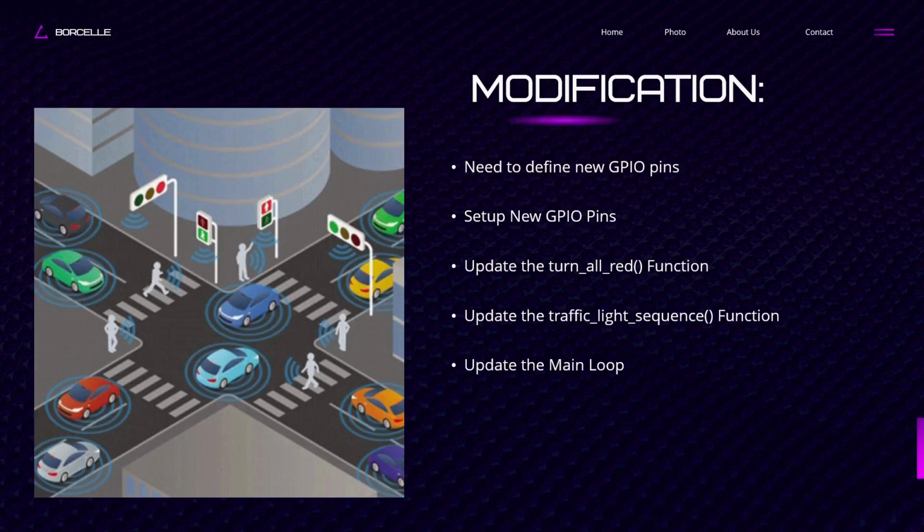The next part is, we need to configure these new GPIO pins as either outputs or inputs, such as the echo pin of the ultrasonic sensor. The third part is, modify the function to ensure all lanes, including the new one, have their red lights turned on. Next, extend this function to handle the new lane by adding a new condition. For example, when adding an extra lane, in the program we write lane equals 3 to represent the new lane. And lastly, we extend the main loop to check for vehicle detection in the new lane and call the traffic light sequence function for that new lane when a vehicle is detected.